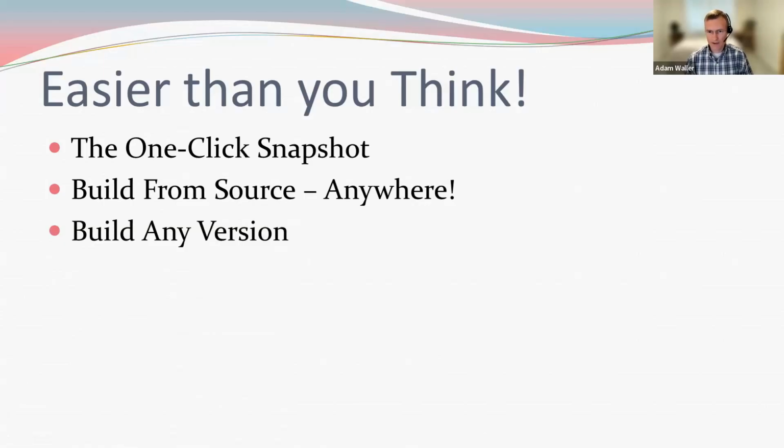So maybe I want to go back to the version that this customer is using. Well, I can go back to the very commit level that they were at and build that specific version so that I can test and replicate a particular bug that they're dealing with. So it just makes it really powerful to be able to build from source and to do that with any particular version that you want.